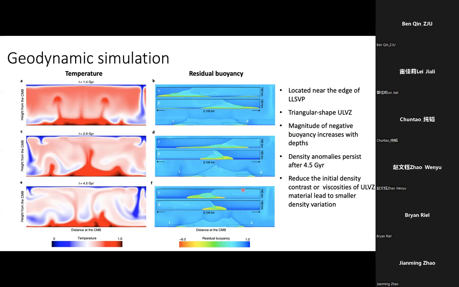Another important conclusion is that they actually had three simulations. This is just the first model run. Then they also changed the density contrast between the ULVZ and ambient mantle to make it smaller, and they reduced the viscosity of the ULVZ material. They found that it leads to smaller density variation. This makes sense because with a smaller density contrast or lower viscosity, you speed up the mixing of the mantle material, and everything becomes more homogeneous.